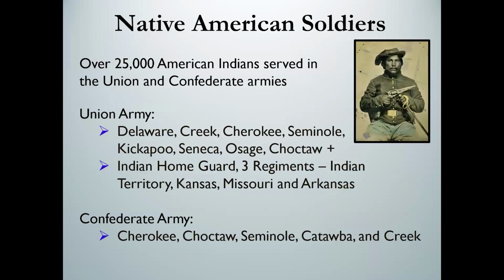Native American soldiers: there were over 25,000 that served in the Union and the Confederate armies. There were over 20 different tribes represented in the Union Army. They also had 3 different regiments for the Indian Home Guard, from the Indian Territory, Kansas, Missouri, and Arkansas. And in the Confederate Army, there were 5 different tribes represented. But when it comes to researching Native Americans, their records are pretty much going to be the same as most everybody else that you're trying to find information on.